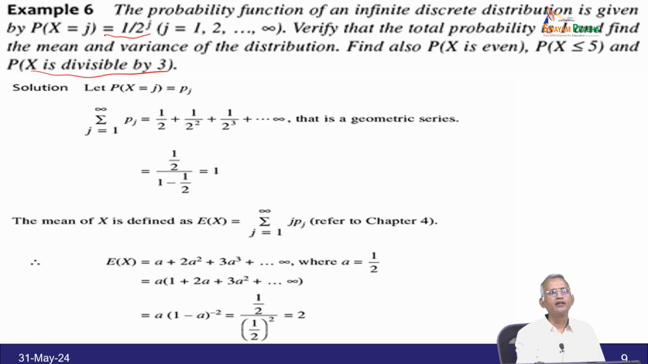So, these are all the 3 questions to be determined. Probability of x equal to j, equal to P of j, is nothing but, as in the given question, probability of x equal to j is 1 by 2 power j, where j varies from 1 to infinity. Therefore, j equal to 1, 1 by 2, when j equal to 2, 1 by 2 square, when j equal to 3, 1 by 2 cube and so on.